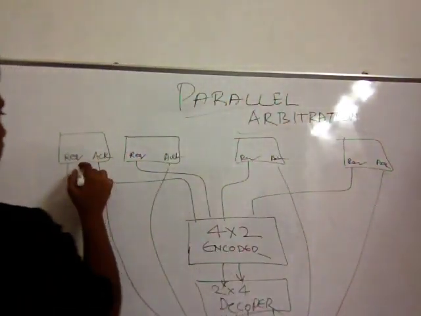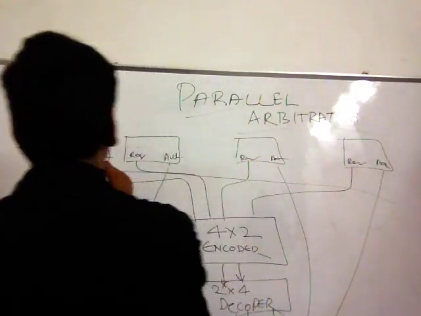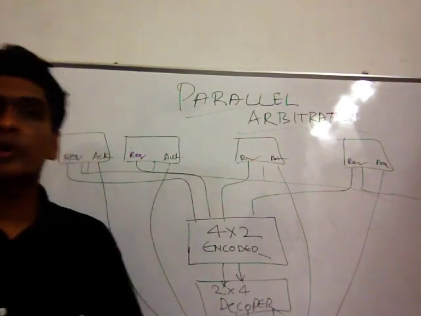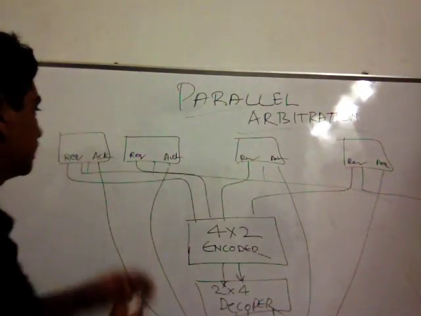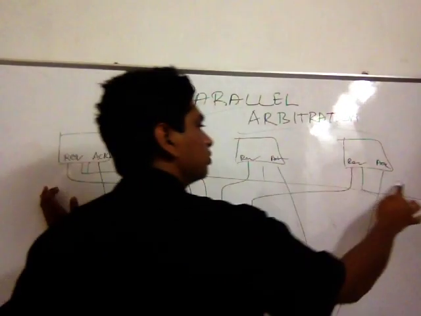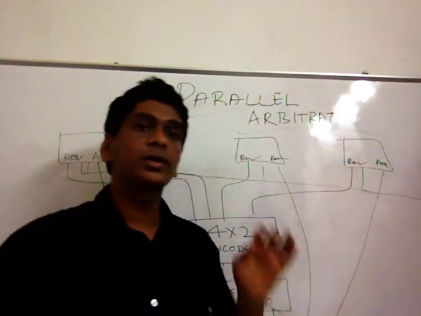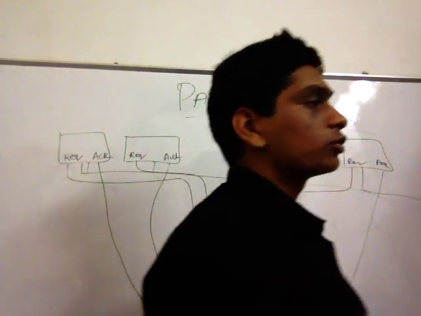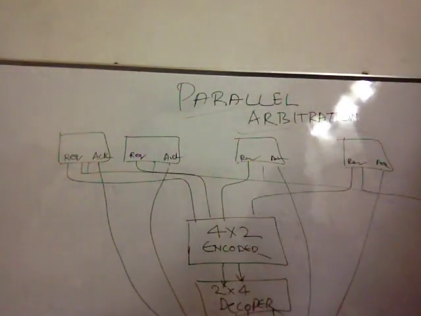Apart from this, you have bus connections to all processors, which is common, and I have not mentioned it. So there is a bus connection to every processor, and then it is connected to your memory. This is how parallel arbitration works. So, serial arbitration and parallel arbitration. Serial arbitration is, however, more important for your exams.